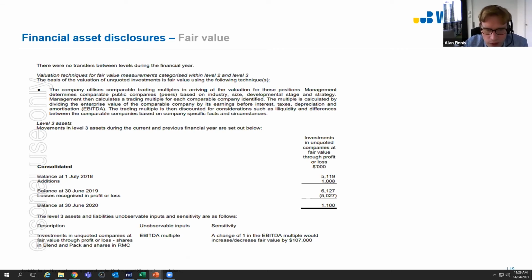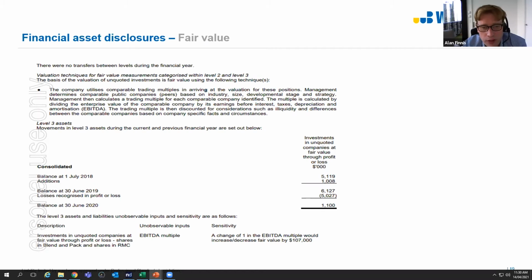We've also done a movement reconciliation that you're required to do. And the other thing about level 3, which is a bit unique, and I haven't mentioned it previously, is that you need to do sensitivity analysis as well. So you can see there, if we change the EBITDA multiple by 1, it would decrease the fair value, or increase the fair value, by another 107,000. So those are the key areas that you need to be focusing on if you do have level 3 investments.